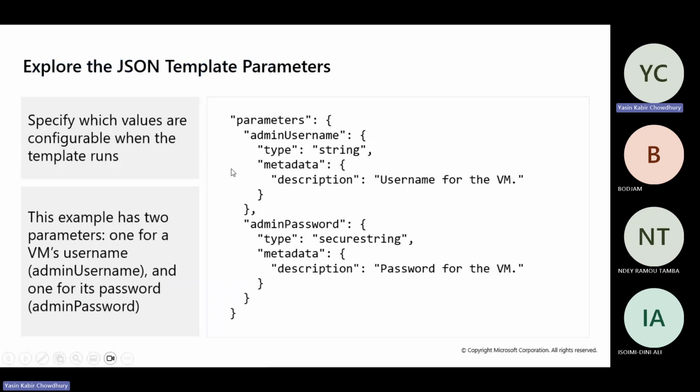A JSON template is like this. Suppose this one is a parameters section. Parameters: admin username, the type is string. Metadata means description: username for the VM. Then we need to add a password. Suppose this one is admin password. Type is secure string. Secure string means this string will be secure. It will not show on the screen. Metadata, description: password for the VM. It is just a sample. It is not actually correct. If you want to run this one, it will not work. It is just a simple example.